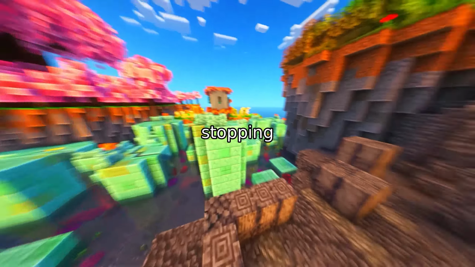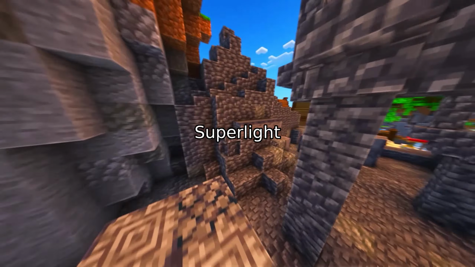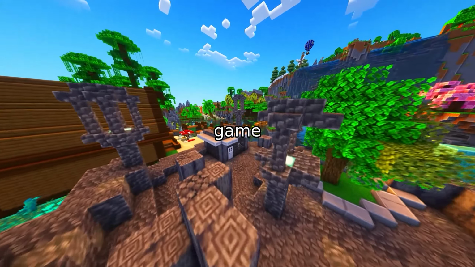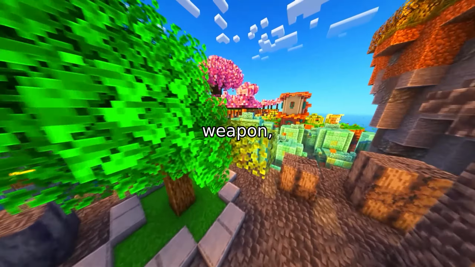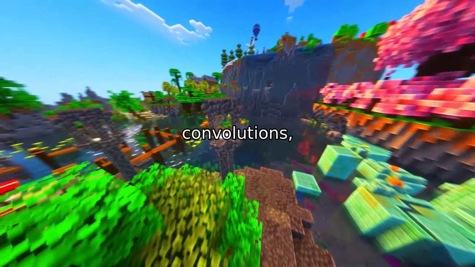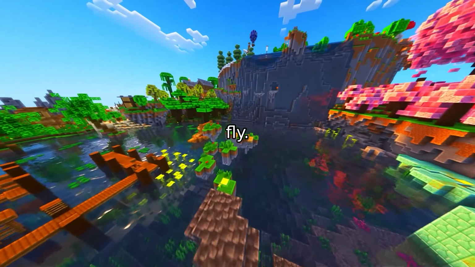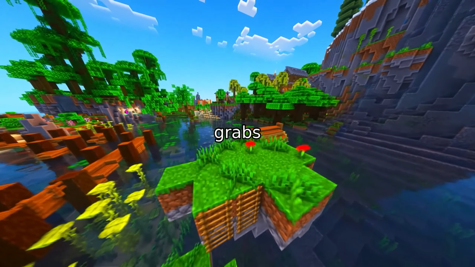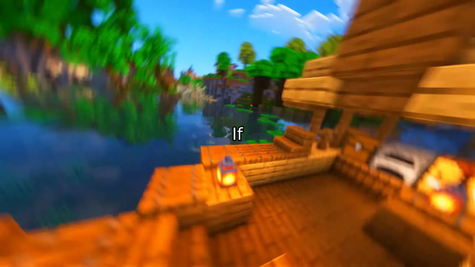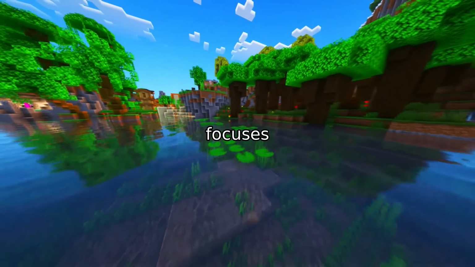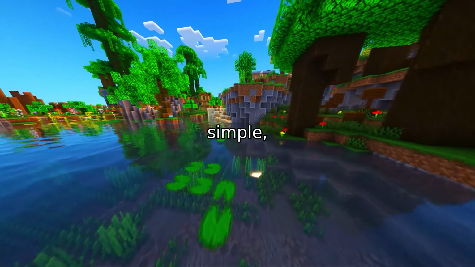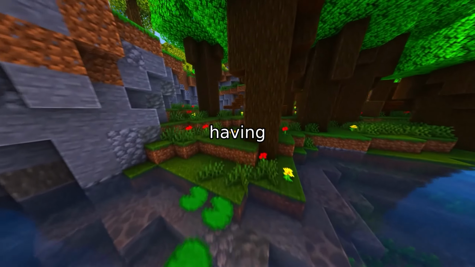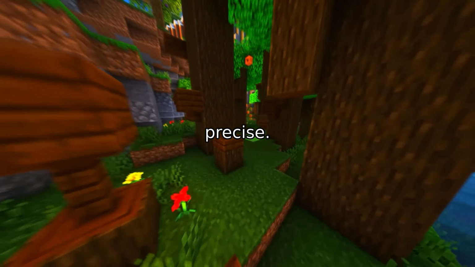But researchers aren't stopping there. Enter SLVR, Super Light Visual Reconstruction, a 2025 game-changer. Its secret weapon? Blueprint Controllable Convolutions, a fancy way of saying it adapts on the fly. Imagine an AI that doesn't just follow a one-size-fits-all recipe, but grabs the right tools for the job. If an image needs more detail in a face, it focuses there. If a background is simple, it skips the extra work. It's like having a flexible toolbox that's both fast and precise.